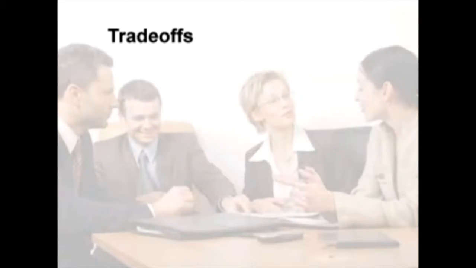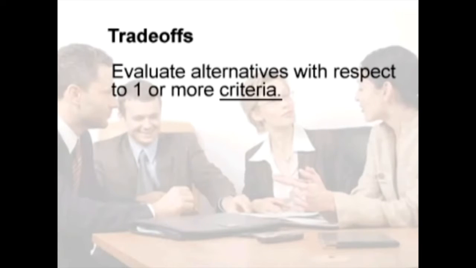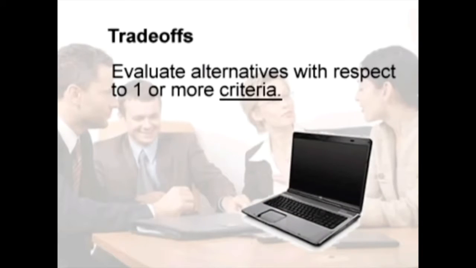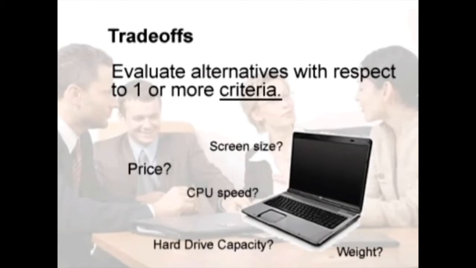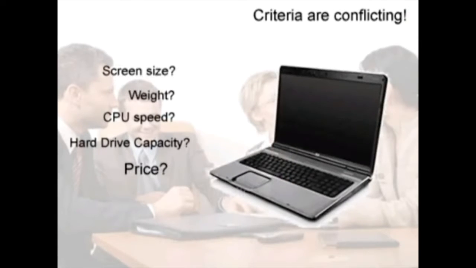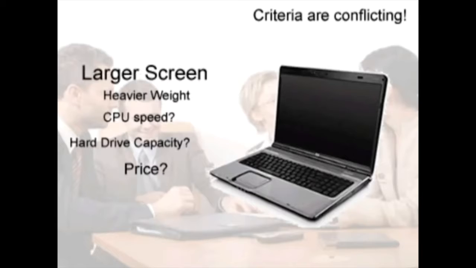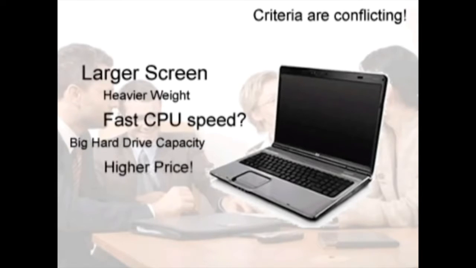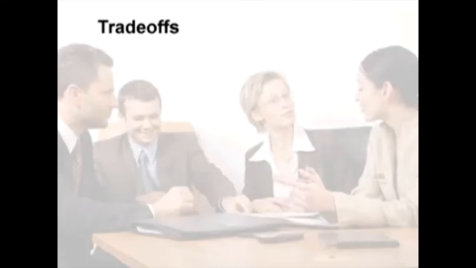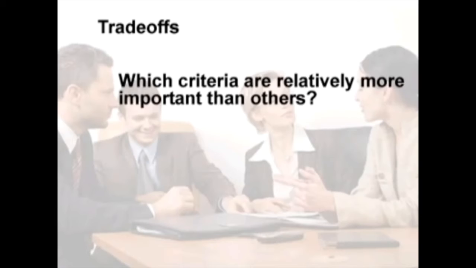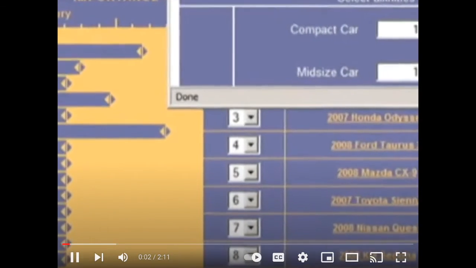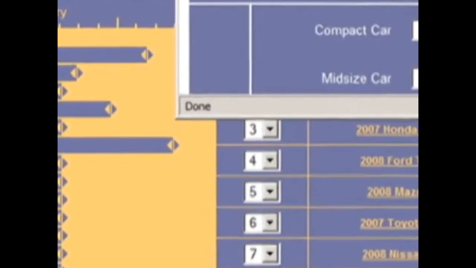When we search, select, or make a decision, we evaluate alternatives with respect to one or more criteria. For example, if I'm buying a laptop, I may care about CPU speed, weight, screen size, price, and hard drive capacity. The reality, however, is that many of these criteria are conflicting. If I want a large screen size, it'll probably make the laptop heavier. If I want a fast laptop with a big hard drive, I might have to pay more. In situations where we can't have everything, there's a need to trade off between various criteria. That is, define which criteria are relatively more important than others. Our model is unique in its ability to handle these trade-offs intelligently.